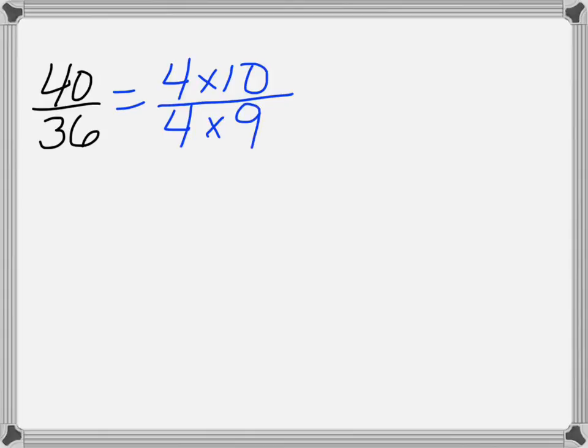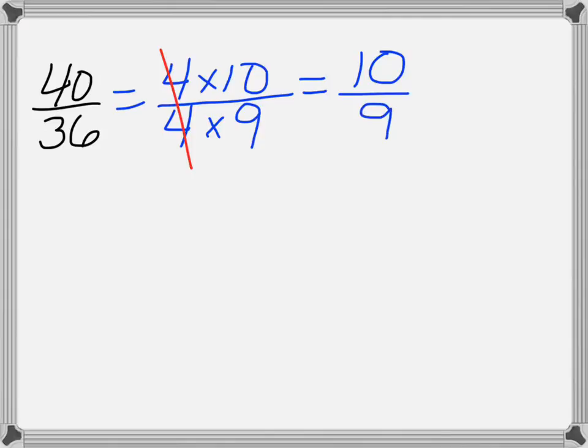Let's look at one more. 40 over 36. 40 is 4 times 10. It's also 5 times 8. We could have started that way, it doesn't matter. 36 is 4 times 9. Now if you see right away you have two numbers, top and bottom, that are the same, you can go ahead and mark those out. I can go farther with the 10 and the 9. 10 is 2 times 5, 9 is 3 times 3, but I won't have anything to mark out. There won't be anything the same on the top and bottom. So my final answer is 10 over 9.